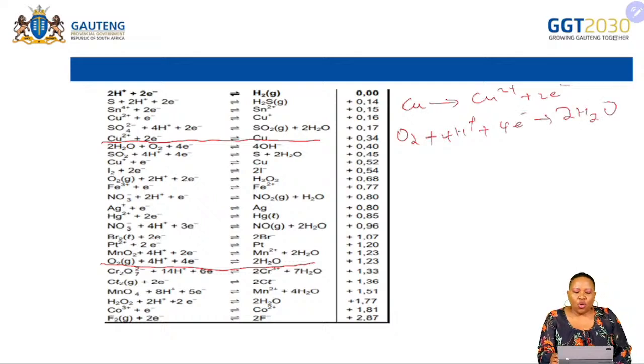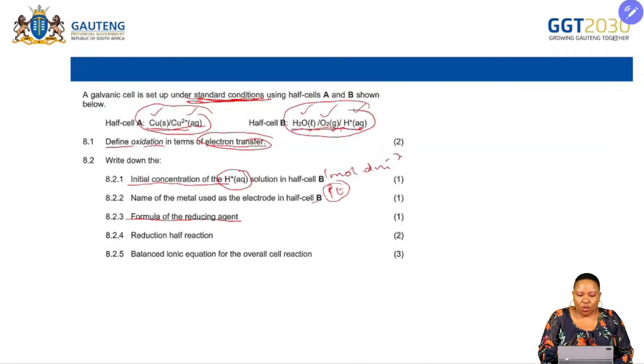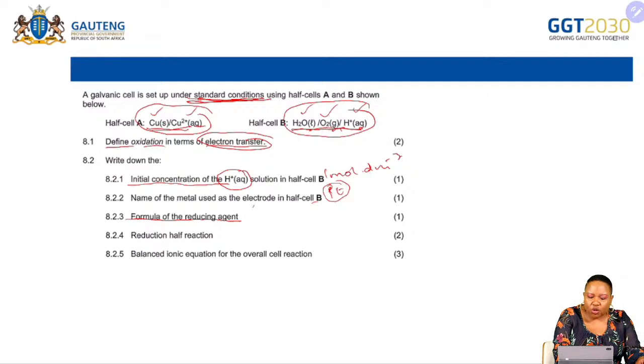So already you know that if you want to identify your reducing agent, you must identify it on the site where you are having the reducing agent, which is the site of copper. Because copper undergoes oxidation, it means our reducing agent is going to be Cu, because it is the electrode that we found at the oxidation site and is our anode.